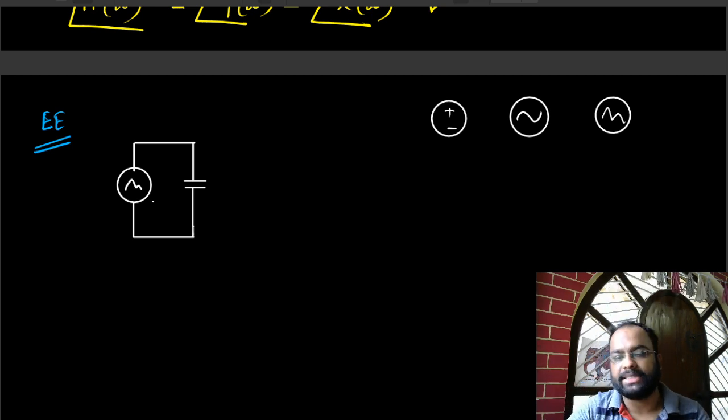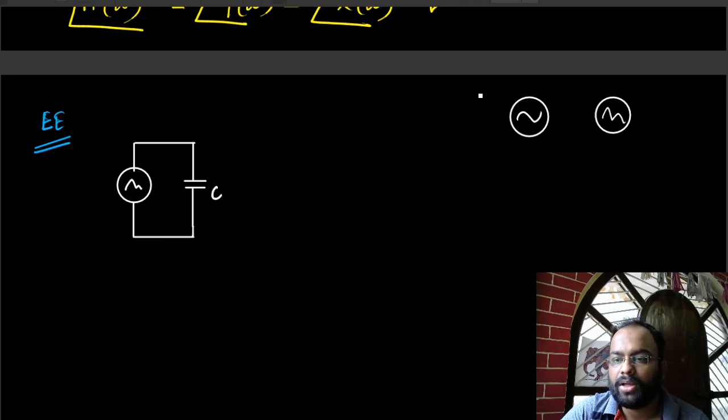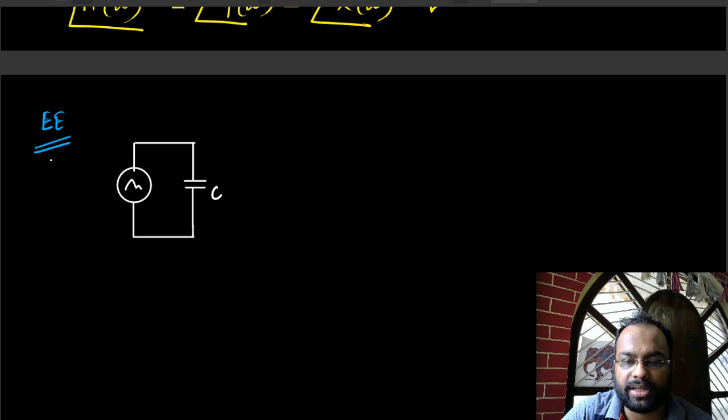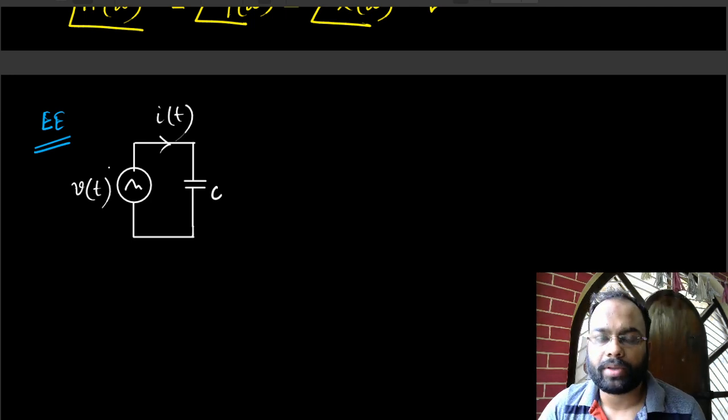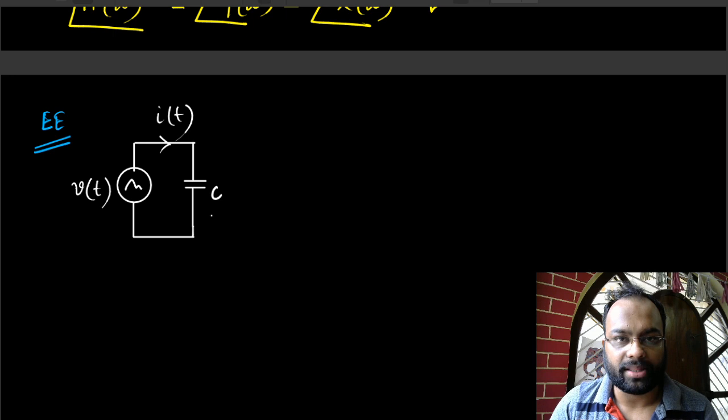So it could be any signal per se, and say this is the capacitance of the system. The input to the system is, for example, this voltage here. I'm considering this to be V(t), and the current in the system is I(t). These are all functions of time. This is the capacitance, and we know the definition of capacitance.